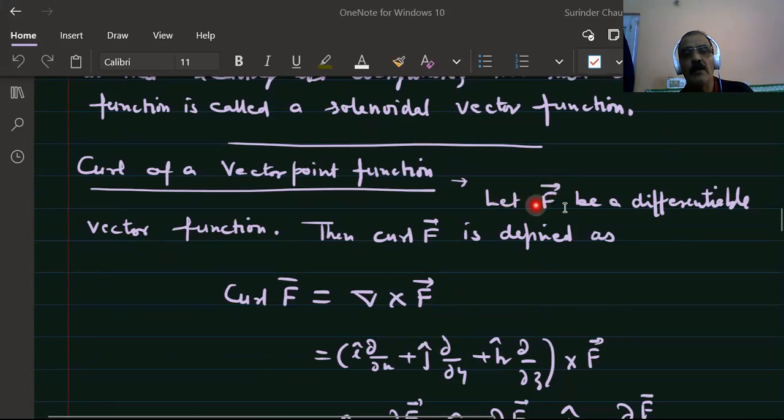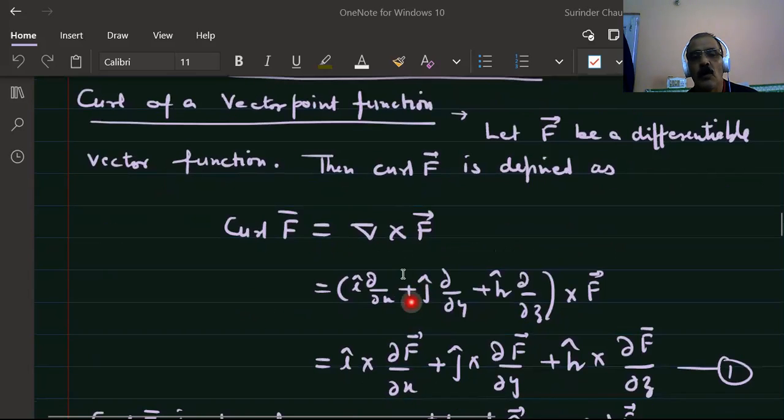So again, we are given f as a vector function. Let f be a differentiable vector function, then the curl of f is defined as del cross f. Del dot f is called the divergence of f, and del cross f is the vector, also called the curl of f. Now del is the same operator; as in the case of the dot product, here we have the cross product. So we operate this del on the f vector with the cross product.